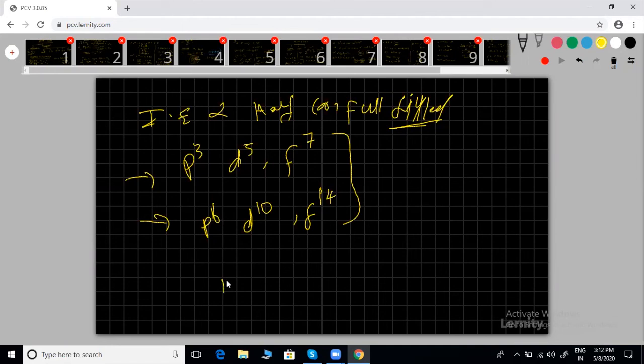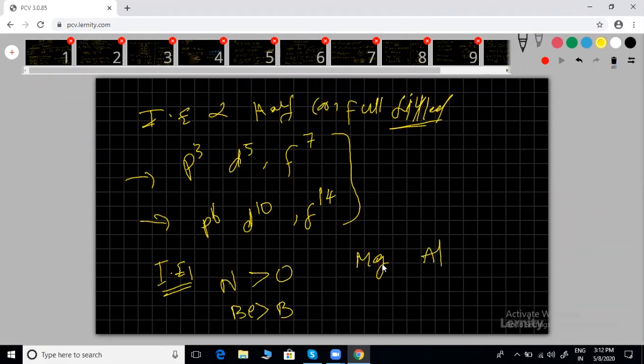That is the reason nitrogen has more first ionization energy, IE1. IE1 is more for nitrogen than oxygen. IE1 is more for beryllium than boron. This is common for all these things. You can apply it for the next elements also, phosphorus and sulfur.